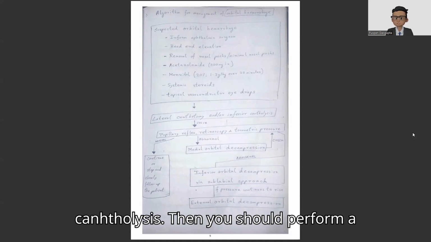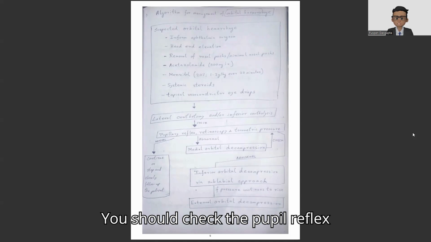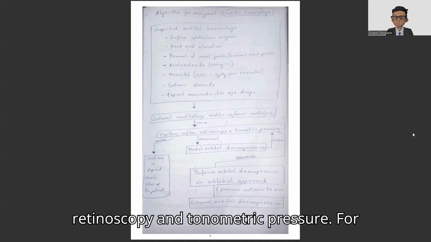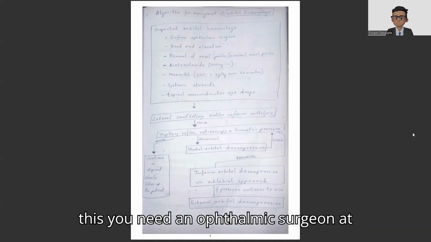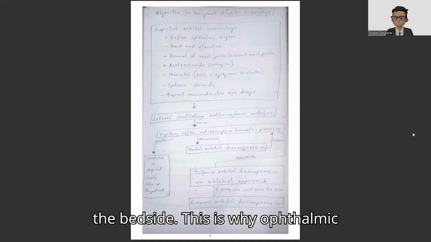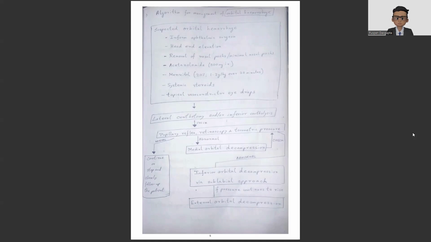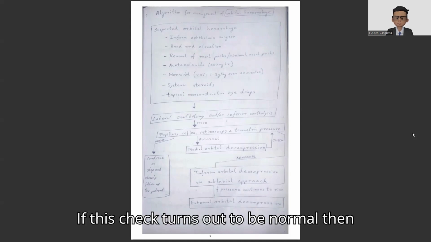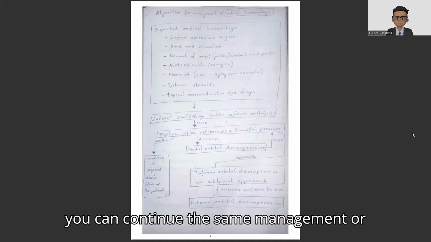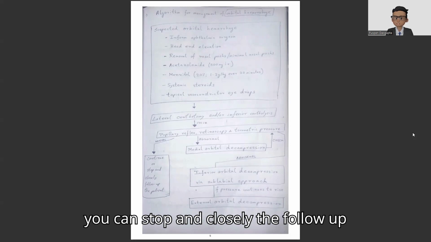Then you should perform a check. What should you check? You should check the pupillary reflex, retinoscopy, and tonometric pressure. For this, you need an ophthalmic surgeon at the bedside. This is why the ophthalmic surgeon should be informed immediately. If this check turns out to be normal, then you can continue the same management, or you can stop and closely follow up the patient.